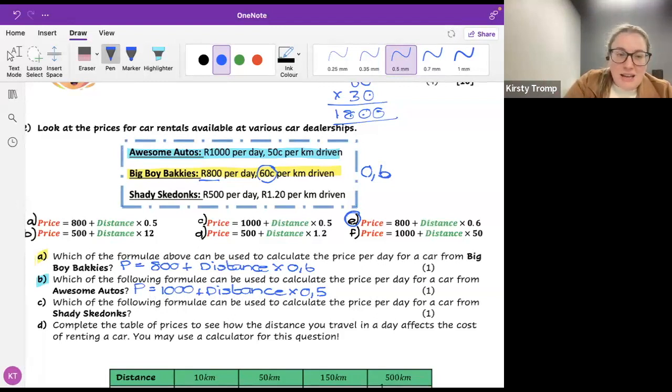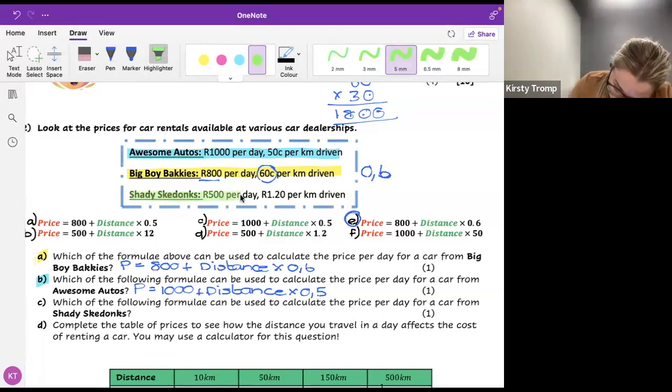All right, and let us have a look at our last one. So our last one is Shady Skadonks. Okay, so for Shady Skadonks, let's have a look at what's happening. So it's 500 Rand per day. It's 1,2, so 1 Rand 20. So this one's quite nice because we don't have to go and change 60 cents into 0,6 this time, or 50 cents into 0,5. It's already in a decimal, hey?